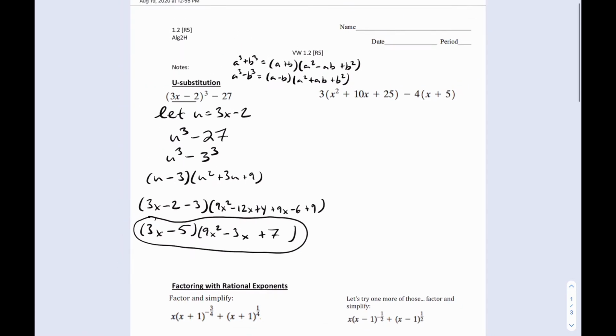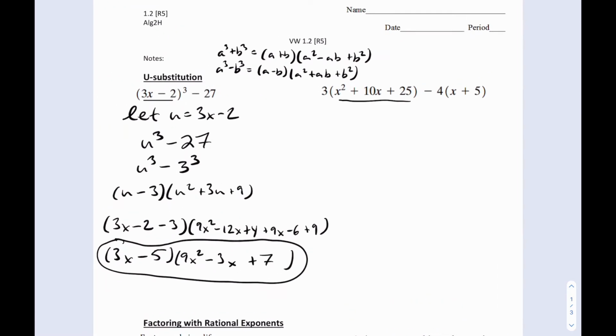So here's another way we can do it. Hopefully when you see this, you recognize that would be x plus 5 squared. So at this point, we're seeing something in common here, right? They have a common factor. So we're going to try u substitution again. Let u equal x plus 5.